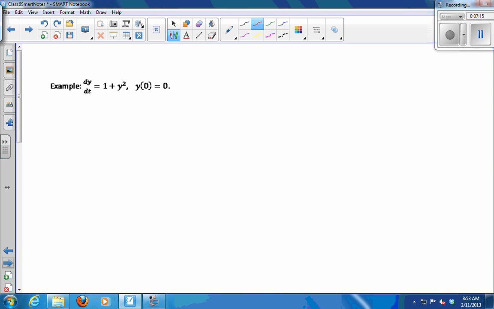So here's an example. I have dy/dt = 1 + y², and y(0) = 0. Let's look at the solutions of this. It might help if we look at a slope field first, so I'm going to create one in GeoGebra.